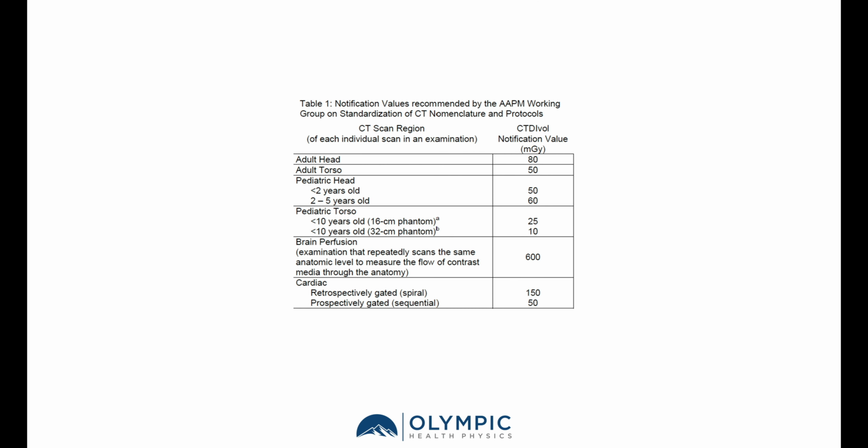Here we have the notification value recommendations from the AAPM. You can set the notification value based on the scan region. So for example, for an adult head, the notification value is 80 milligray. For an adult torso or body exam, 50 milligray, so on and so forth. So you can use this table as a reference. This comes from the AAPM, and we'll link to this in the description for the video. But this can be used as a reference for setting your own notification values on your CT scanners.